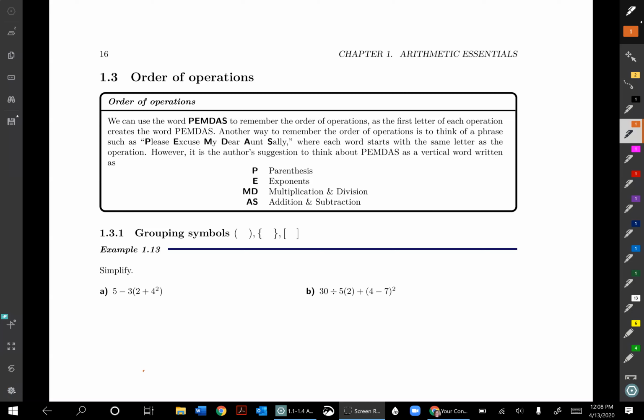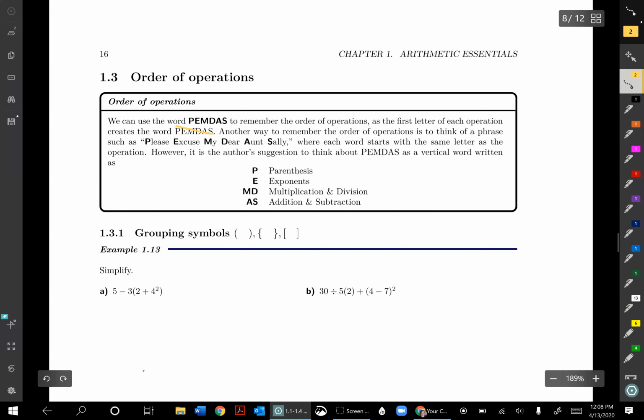This video is the content for page 16 in your workbook, 1.3 Order of Operations. We can use the word PEMDAS sometimes to help us remember the order of operations for math. Sometimes you may have heard it as, please excuse my dear Aunt Sally.